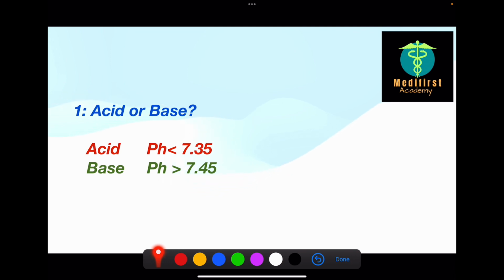First of all, how do you say this is acid or this is base? It depends on your pH. If the pH is less than the lower normal limit, less than 7.35, we consider it an acidosis pH. If it is a base, your pH should be more than the upper limit, that is, more than 7.45. Then you have almost come to a conclusion whether you are dealing with acidosis or alkalosis just by looking at your pH.